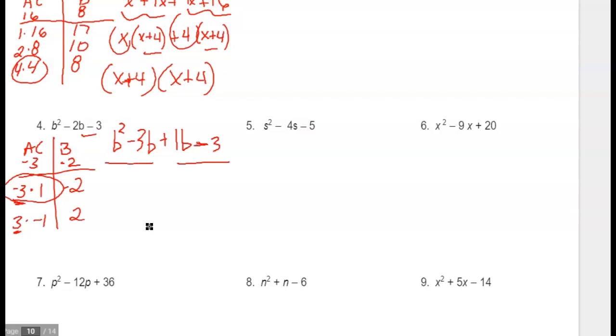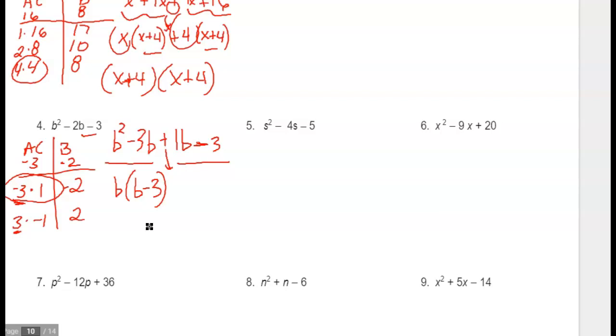So now what can I factor out of this first group? They both have a b in common, so I can factor out a b. And that leaves me with b minus 3. What can I factor out of this next group? I can't factor anything out, so I am going to drop my positive down, which we did up here as well. That positive there dropped down.